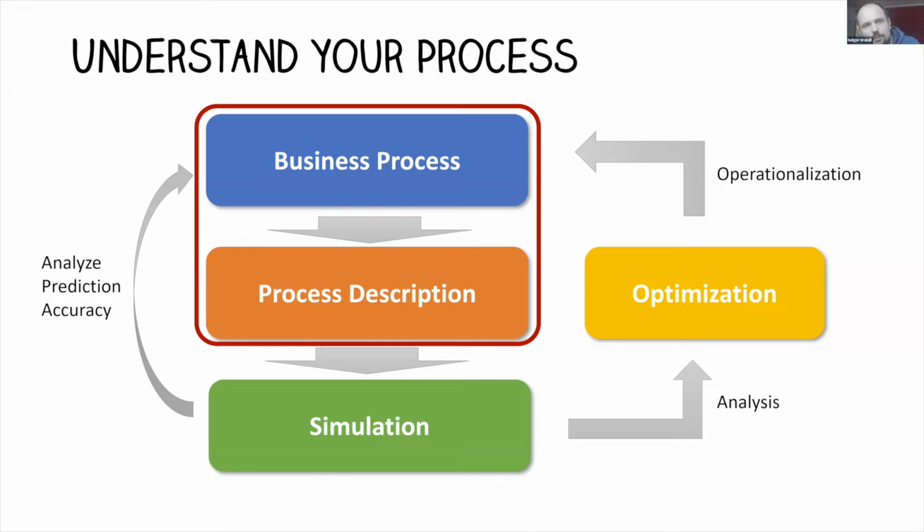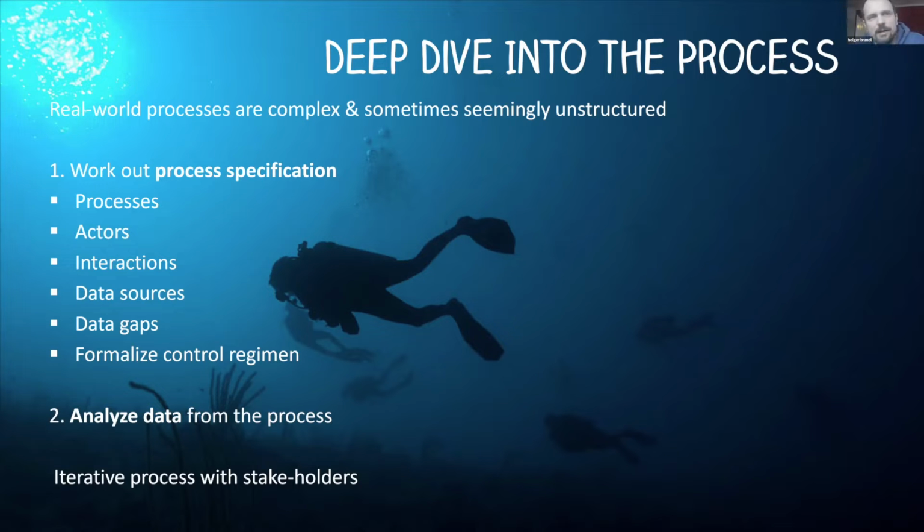So let's dive into the first part of any process optimization project. The first part is about understanding the process. We really need to develop a formal description, a so-called process description, of what's going on. How do we do so? It's really a deep dive, because real-world processes are very complex, and at first glance they may also feel a bit unstructured. So what we need to do is write down what the processes are.